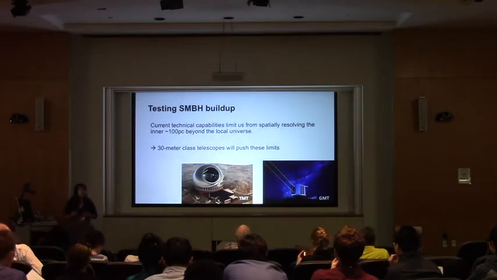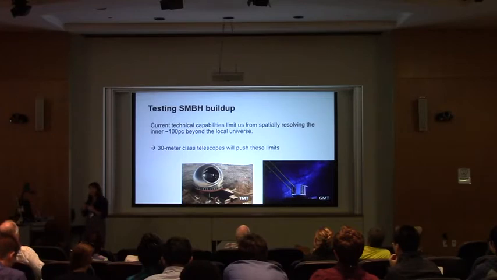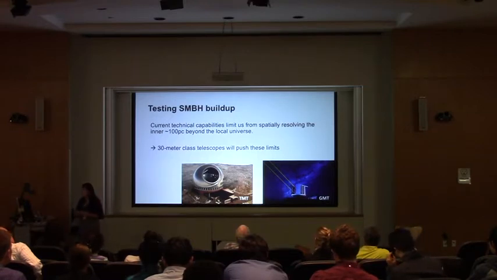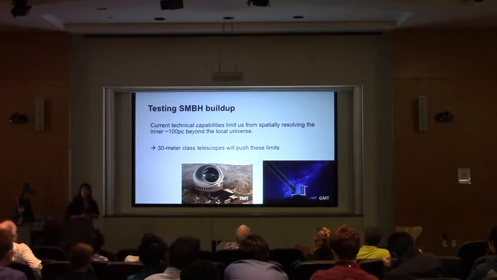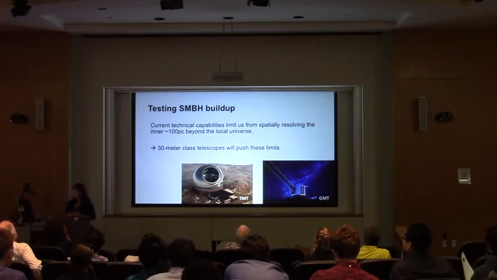And of course, if we really want to trace the evolution of how black hole masses get built up, we also might have to go to a little bit smaller mass range to see when they get from the seeds to how large they are today. But current technological capabilities actually won't let us spatially resolve, and therefore measure dynamically, the black hole masses beyond the local universe. And so the next generation of 30-meter class telescopes could help push these limits.